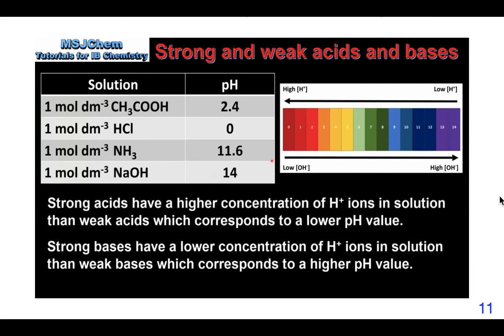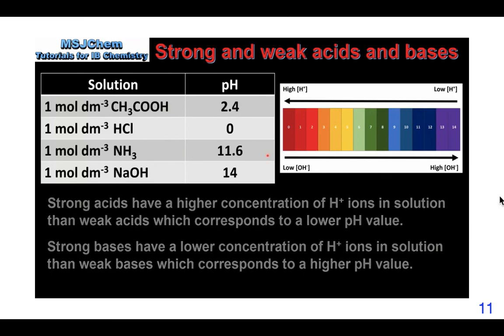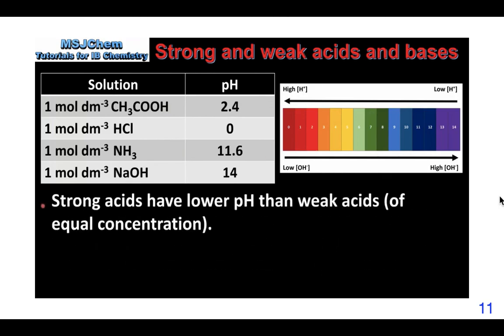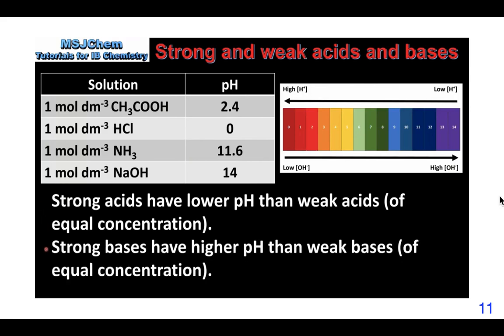So if we compare strong and weak acids of equal concentration, strong acids have a lower pH than weak acids. And if we compare strong and weak bases of equal concentration, strong bases have a higher pH than weak bases. So to summarize, strong acids have lower pH values than weak acids of equal concentration. And strong bases have higher pH values than weak bases of equal concentration.